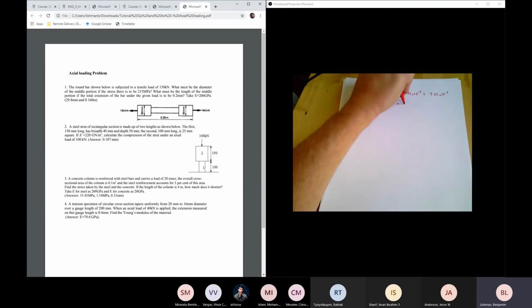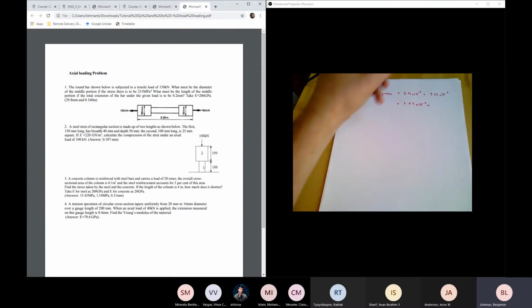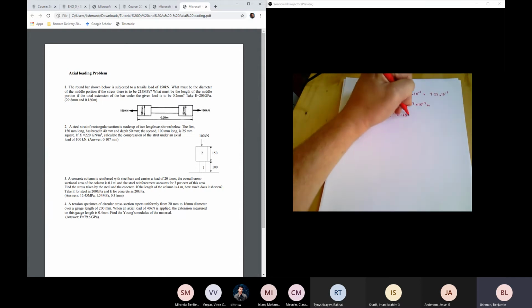And that comes out as 1.068. I'll call it 1.07 times 10 to the minus 4 meters, i.e. 0.107 millimeters, which is the answer that's given in question 2 there.